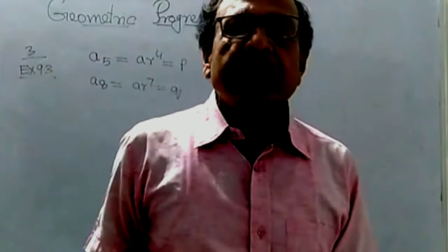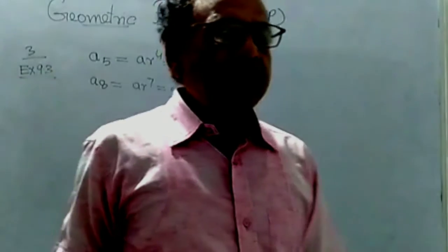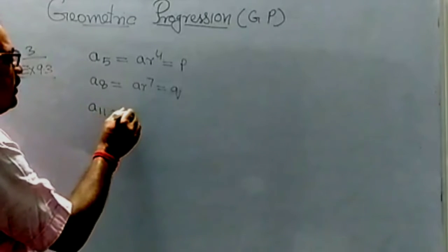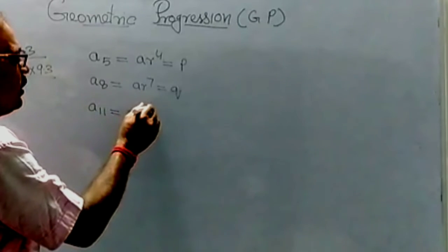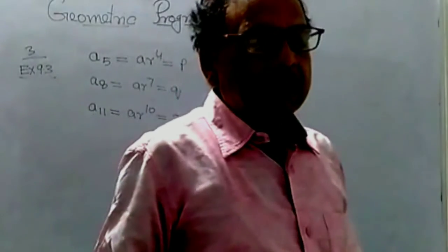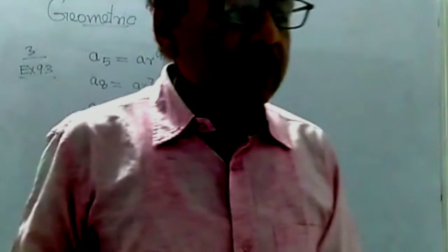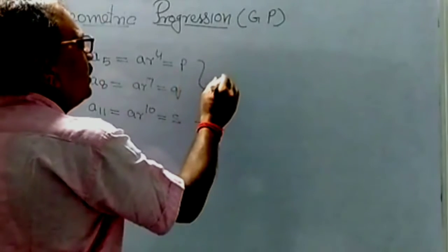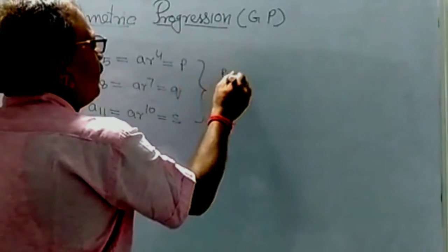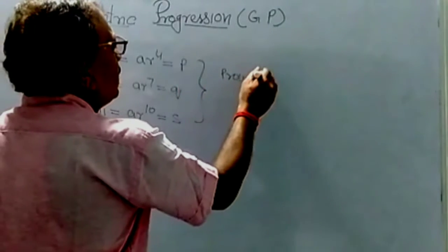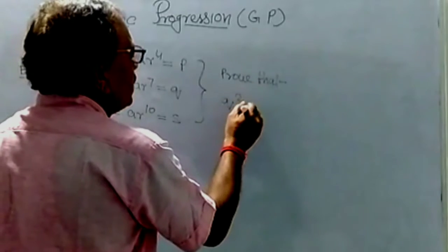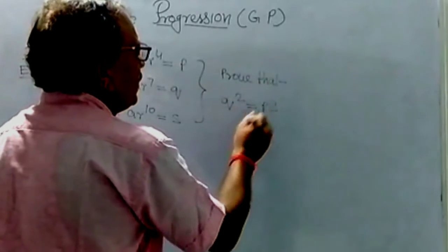And the 11th term, a11, which is ar to the power 10, is given as S. Then prove that Q square equals PS.